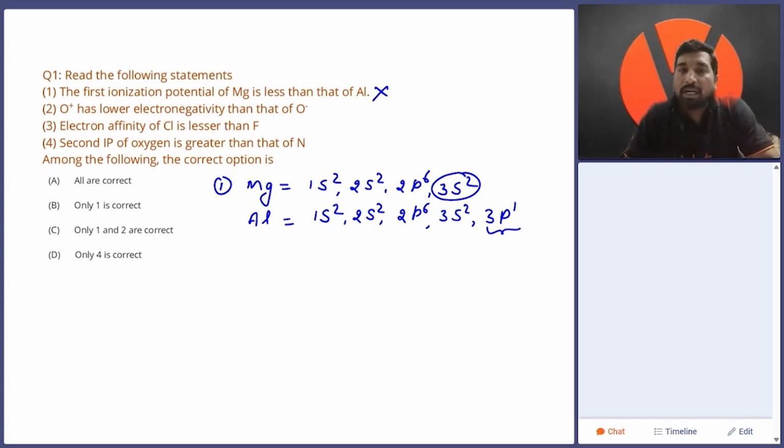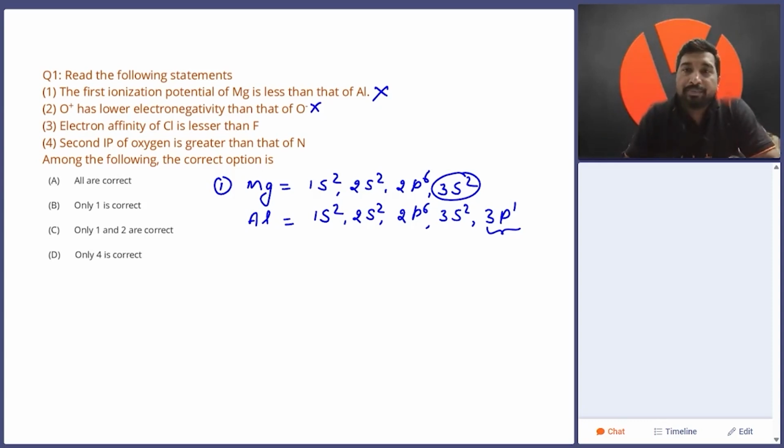When we talk about electronegativity, an atom having a positive charge has more electronegativity as compared to the ion having a negative charge. More positive charge means more electronegativity, and more negative charge means lesser electronegativity. So the second statement is also wrong.